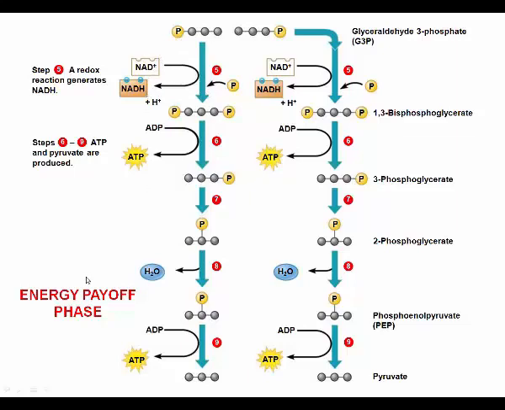So by the end of the energy payoff phase and by the end of glycolysis, we have 2 molecules of 3-carbon pyruvate for that original glucose. We also net 2 ATP. We also net 2 NADH. Notice that the process is gone through twice because now we have 2 3-carbon molecules for every 1 original glucose.